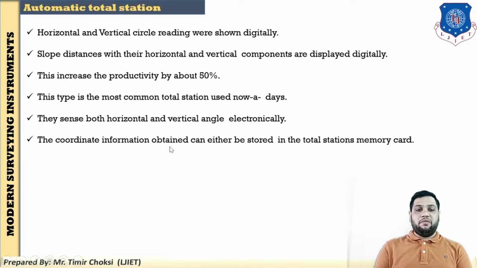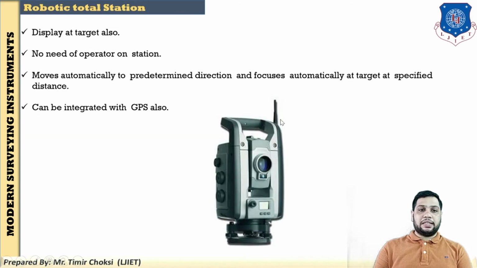And the coordinate information can be stored either in the total station or in a memory card. So a large amount of data can be stored in this type of total station. The storage capacity is high, so a number of projects can be stored in this type of total station. And last is the robotic total station. This is used in hydrographic or geodetic surveying. The initial cost is high.